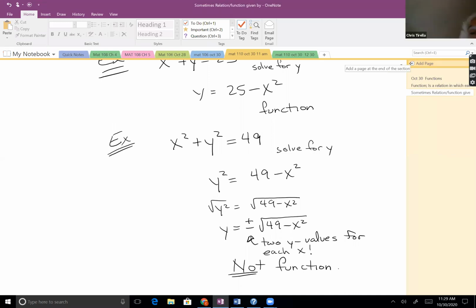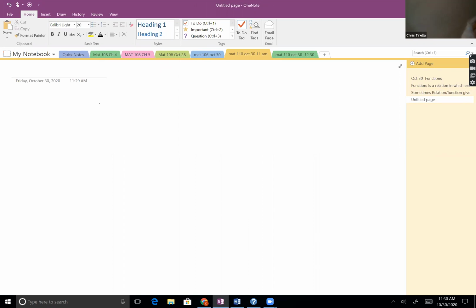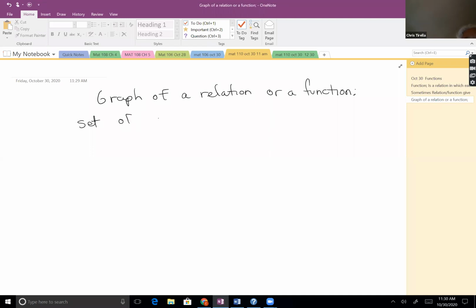So in addition to looking at a function or a relation as an equation, sometimes we look at the graph of a relation or a function. And in order to find the graph of a relation or function, we're going to see its set of points whose coordinates are in the function, are in the relation.